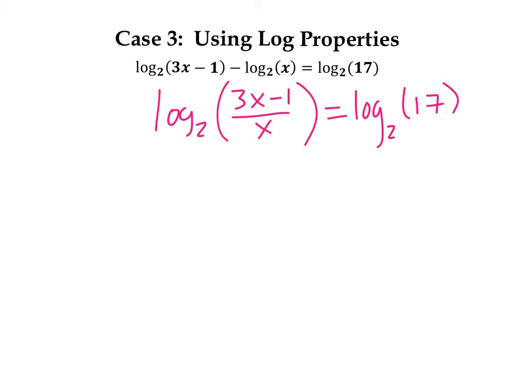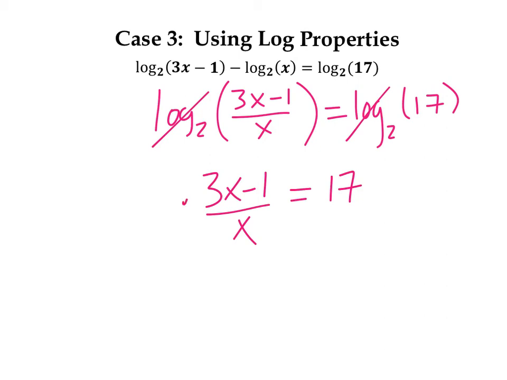Now, this is back to case 1. Case 1 said when we have a log on each side, because these 2 logs have the same bases, then the inside must be equivalent as well. So I can drop the logs, no pun intended here. I can drop the logs, unless you're in the restroom watching this video. If we drop the logs, we now have 3x minus 1 over x equals 17.